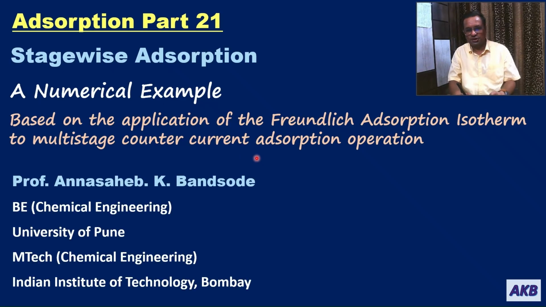So based on that discussion, today we will solve one numerical that will tell you how you can apply the Freundlich adsorption isotherm to a two-stage countercurrent operation, and then by applying it, how you can find the quantity of adsorbent that is required in the operation. Plus, you'll also learn how to find the minimum quantity of adsorbent that can be used in the operation. So let us start the discussion.